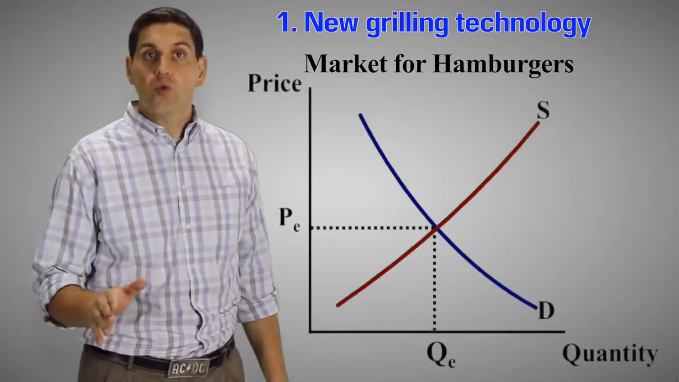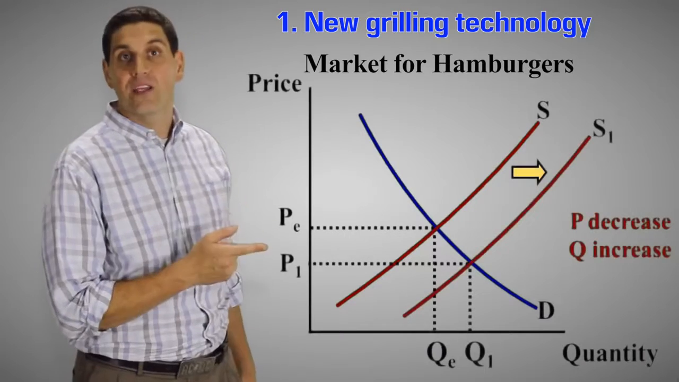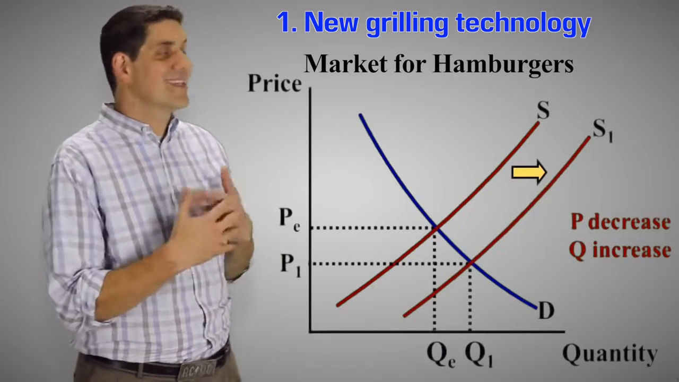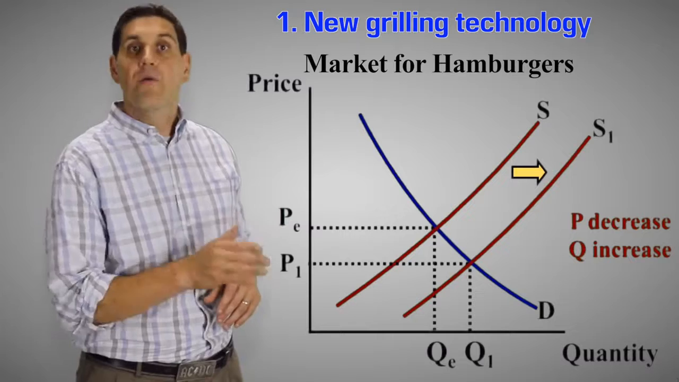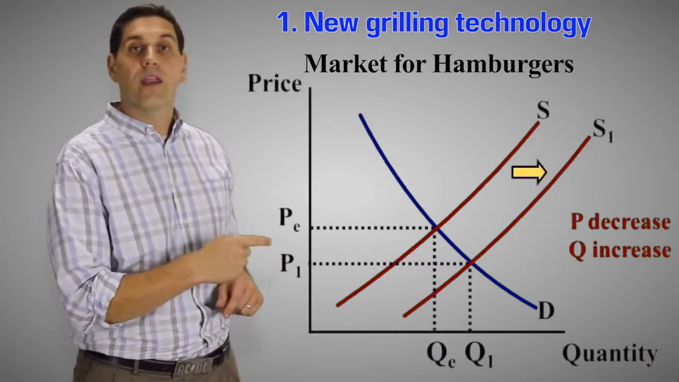Good luck. For the first one, new grilling technology would cause the supply to shift to the right or increase. Now this is supply because this is something that's going to increase the production of hamburgers. And remember, technology is a shifter. The graph tells us the price will decrease and the quantity is going to increase.